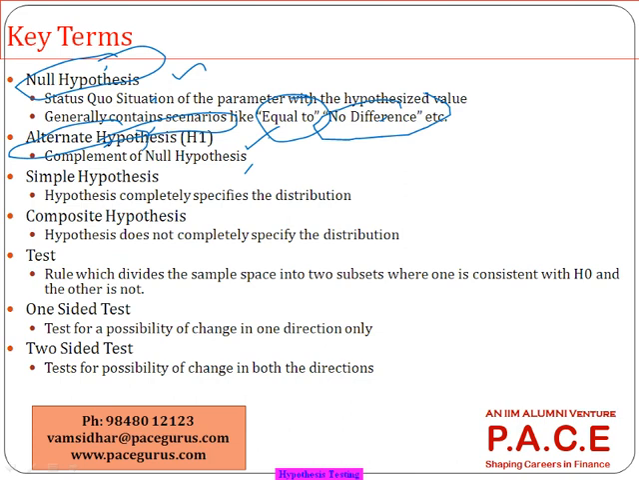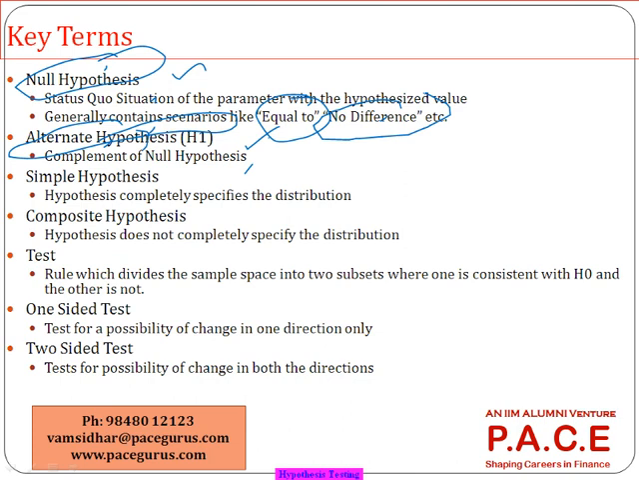If the lawyers are not able to prove with strong evidence that the person is guilty, he would be assumed to be innocent. It's not that he is innocent. He is assumed innocent because there is no sufficient evidence to prove that he is guilty. He is assumed innocent, and based on that he would be set free. That's a similar kind of concept that goes into hypothesis testing.